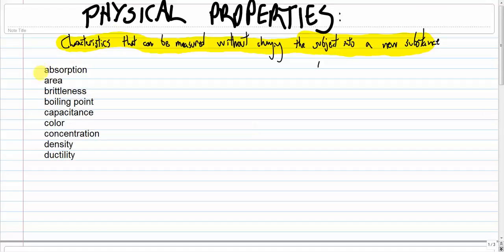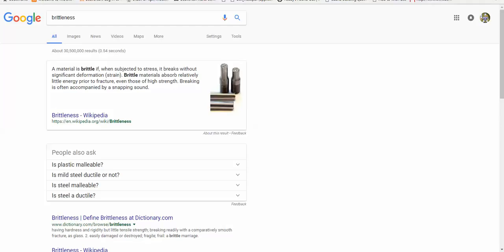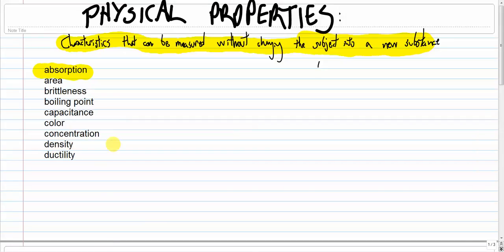Beginning with absorption. What do you think of when you think of absorption? I think of a sponge absorbing water. Typically, science people, when they think of absorption, think of light being absorbed into something. So how much light goes into something and doesn't get out, that would be a good definition of absorption.